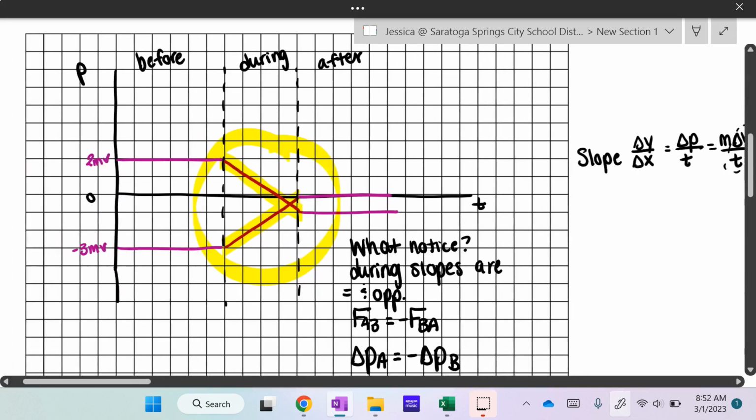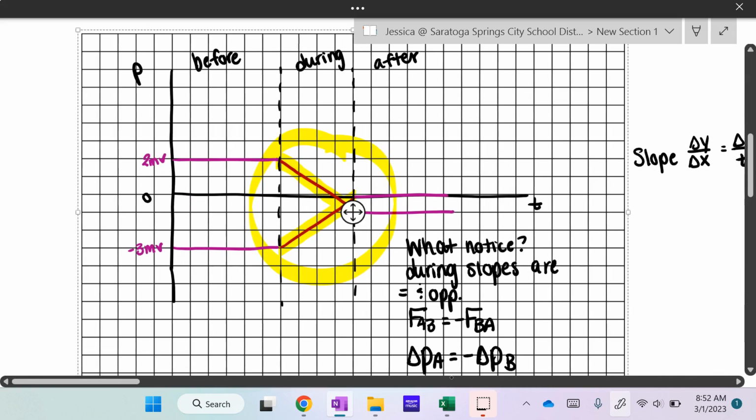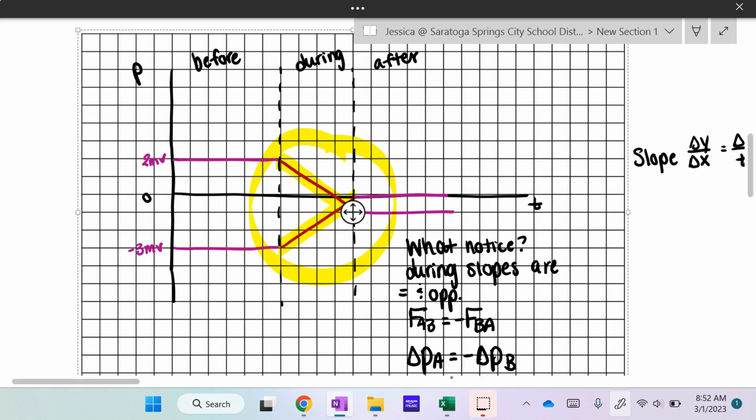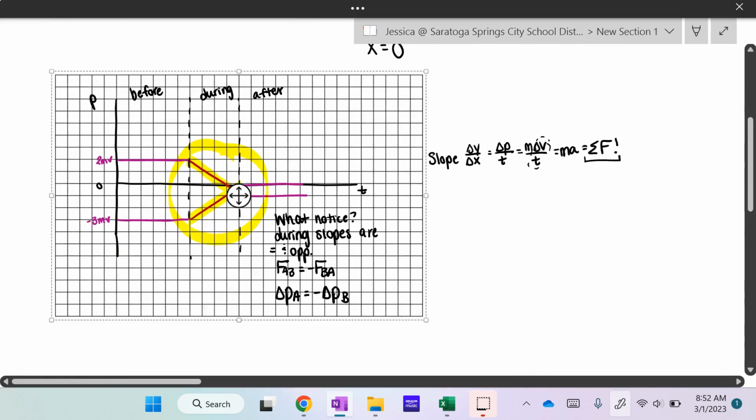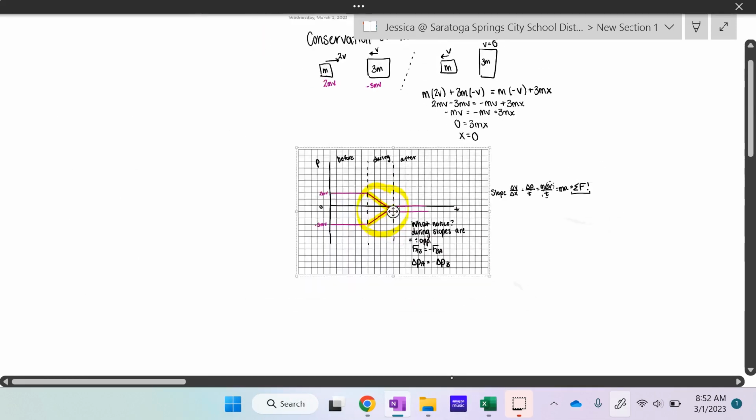And again, it makes sense that our slopes are 0 here. If we're traveling at a constant velocity, we have no net force. So everything kind of supports each other and builds off of what we already know. So that's one way that I could represent this kind of conservation of momentum collision.